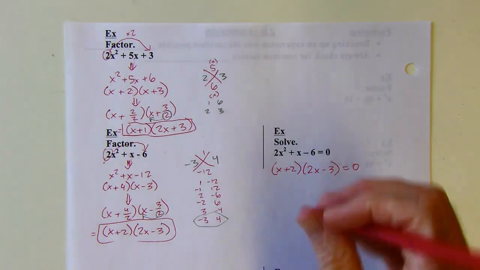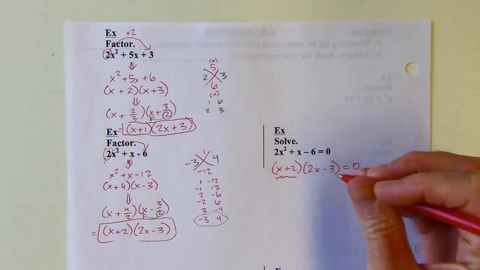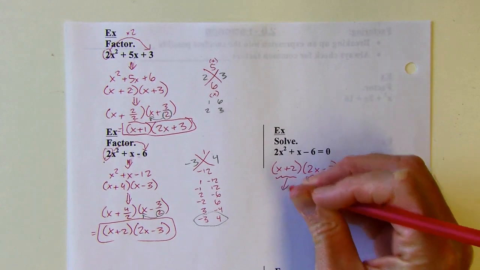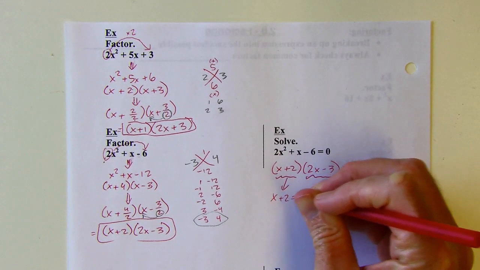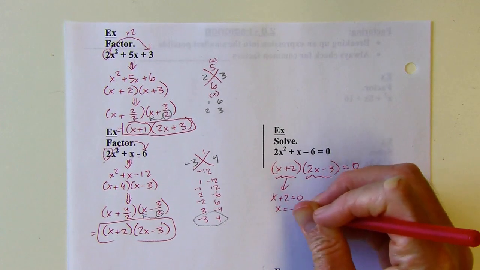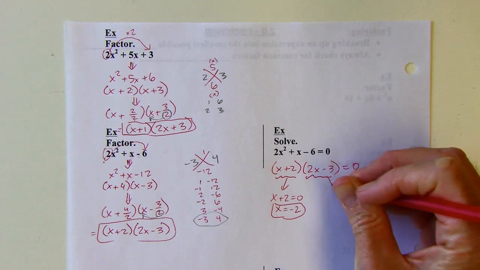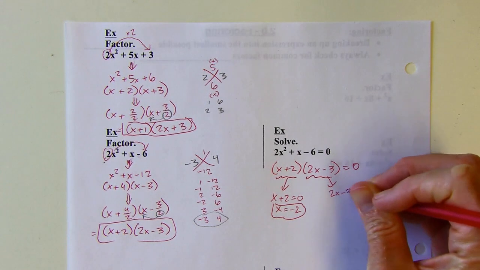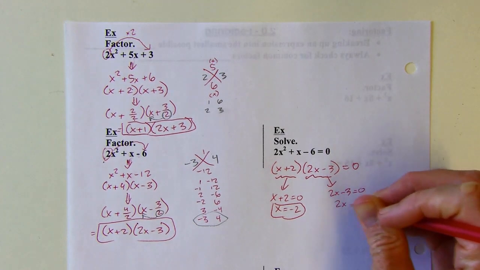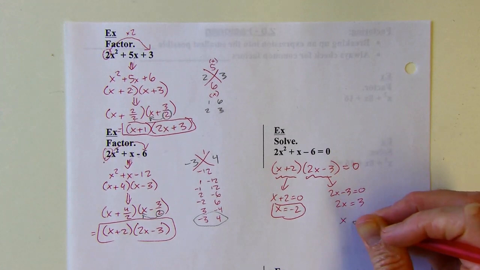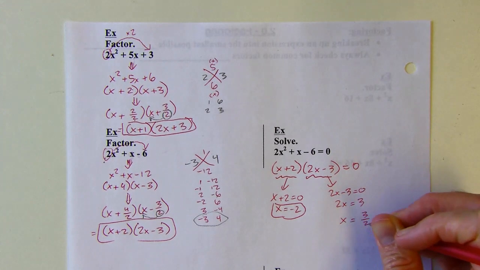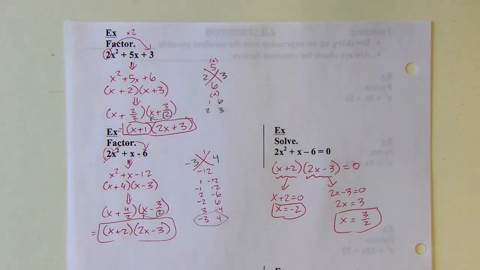Okay, so we've got it factored. Now let's use the 0 product property. One of these two products has to equal 0. So either x equals negative 2, or if 2x minus 3 equals 0, then let's see, I'll add 3 and divide by 2. Then x would equal 3/2 or 1.5 if you prefer.